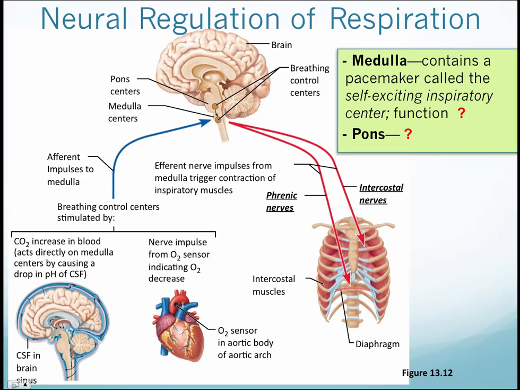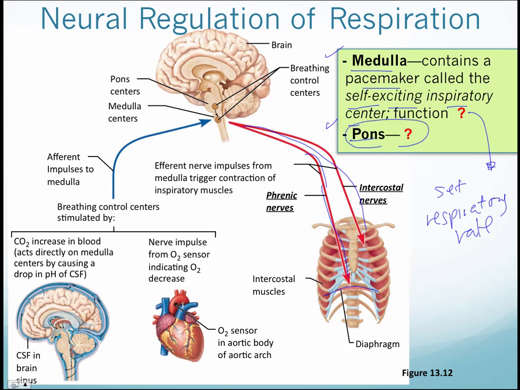Let's take a look at the neuroregulation of respiration, and this starts off with two regions of the brain being the medulla and the pons. And the medulla contains a pacemaker called the self-exciting inspiratory center, and the function of this is to set the rate of respiration. We can do that by stimulating the phrenic nerves. Phrenic nerves in turn are going to cause our diaphragm to contract, and the intercostal nerves, which are going to cause the external intercostal muscles to contract, and all that nice tidal volume.